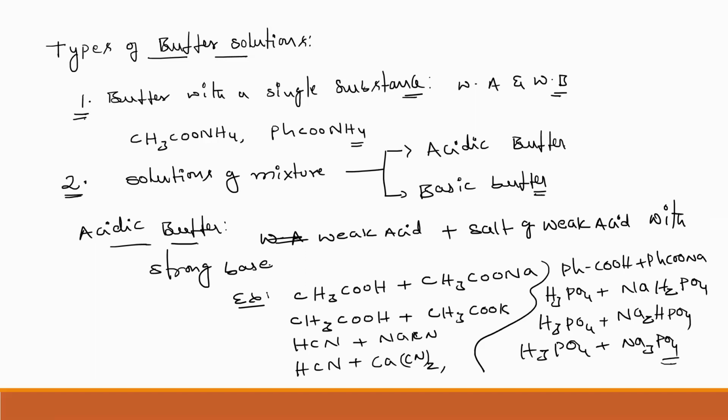So what is that? An acidic buffer is a combination of a weak acid plus a salt of the weak acid with a strong base. Examples: acetic acid and sodium acetate, acetic acid plus potassium acetate, HCl and NaCl, HCl plus CaCl2, PhCOOH as well as PhCOONa, H3PO4 plus NaH2PO4. These are the examples of acidic buffer.